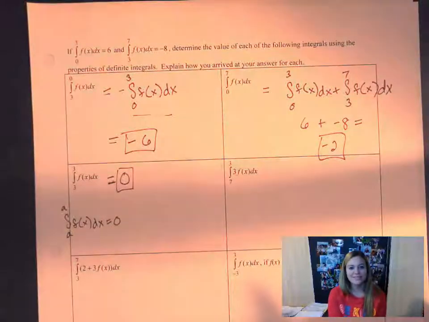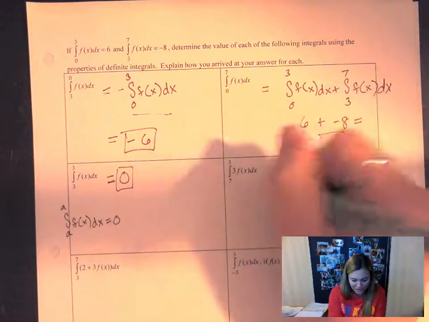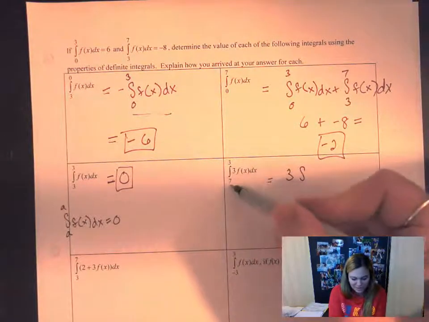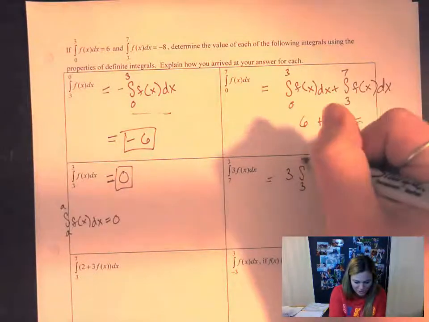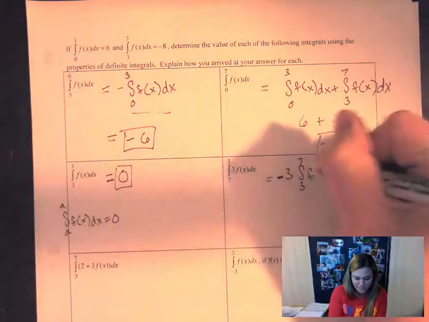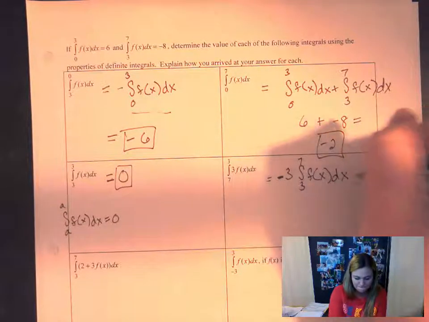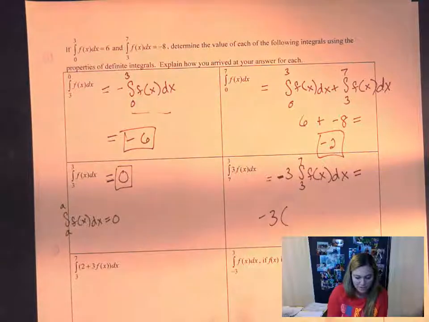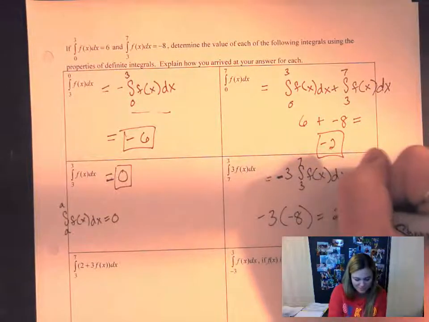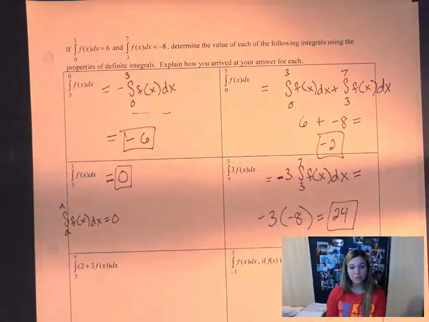Okay, next one. Ooh, this is fancy. It has 2 things at once. So here I've got this 3 that I can bring out in front. But I also want to switch this. Do you see how this is 7 to 3? What if I switched it to 3 to 7? Yeah, bring a negative out in front. 3 to 7 I know. 3 to 7 is negative 8. I'm using properties of integrals. I'm showing my work.